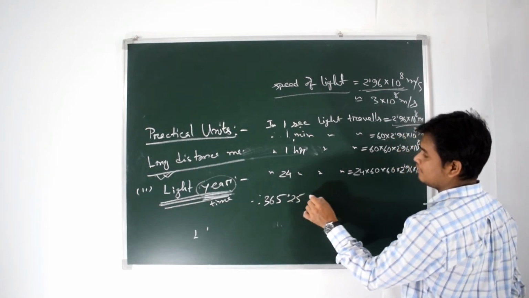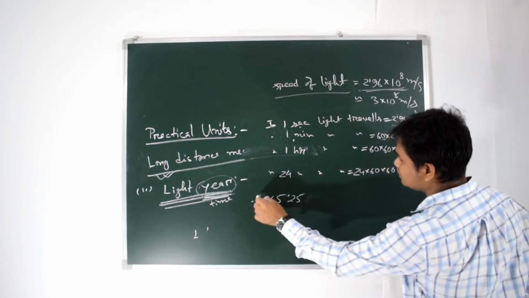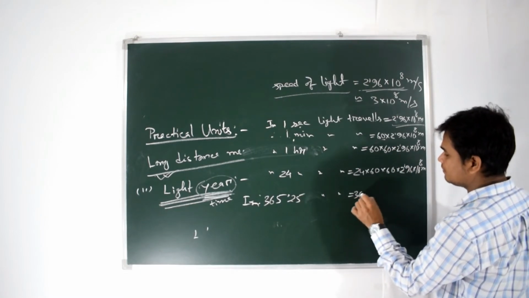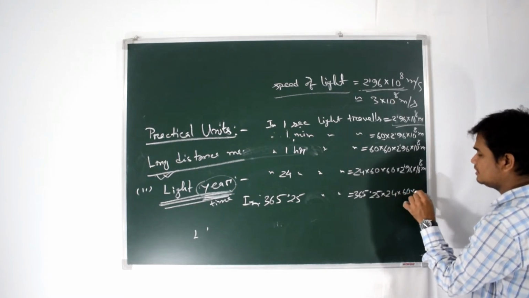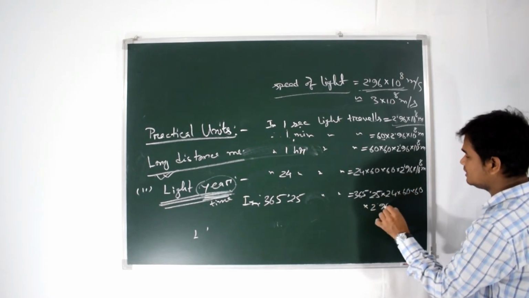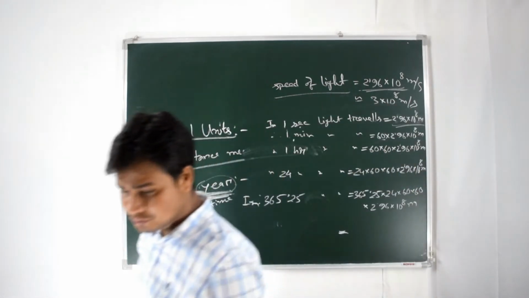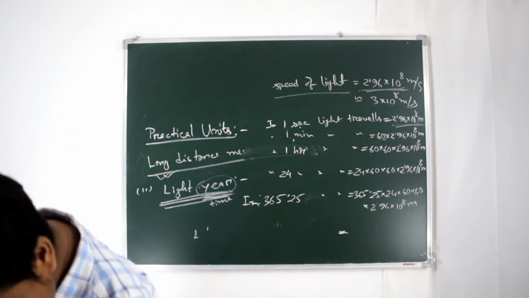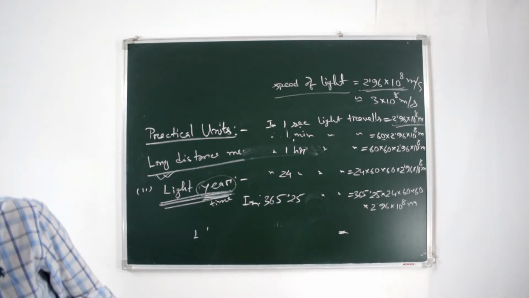So 365.25 days. In a year, light travels 365.25 into 24 into 60 into 60 into 2.96 into 10 to the power 8 meter, and this value is equal to 9.46 into 10 to the power 15 meter.